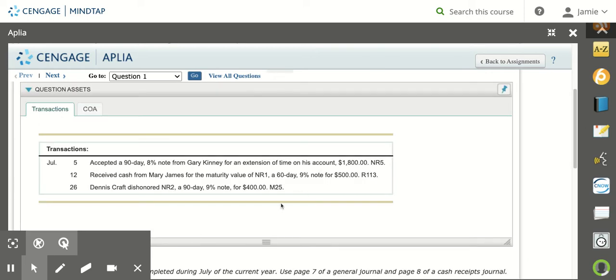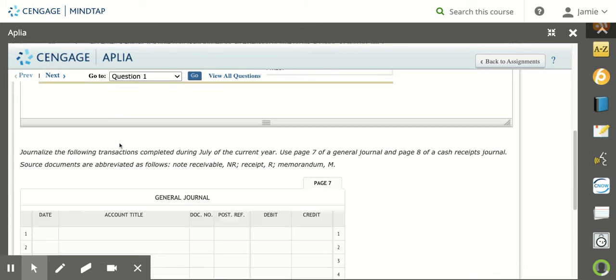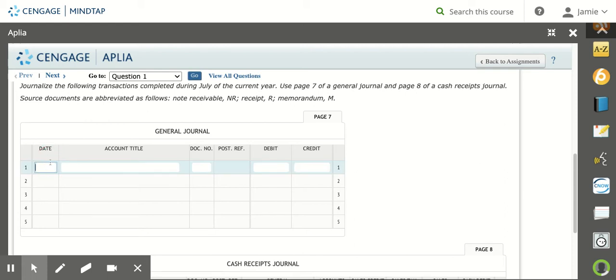The next step we need to do is 3 journal entries. July 5th, we accepted a 90-day note, 8% for Jerry Kinney. So we are here. We are in our general journal. This is the 5th. The account title is Notes Receivable. We are taking money out of accounts receivable, putting it into notes receivable.